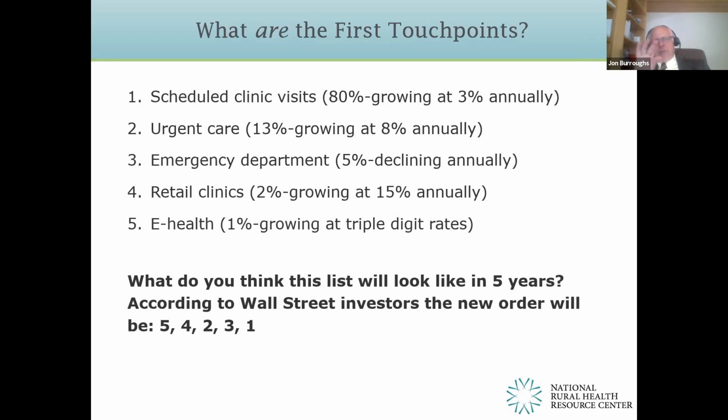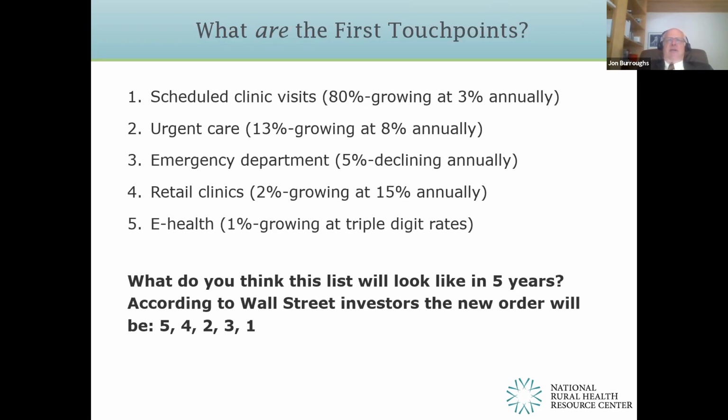In 5 years, they're predicting that 5 is going to be number 1, 4 is going to be number 2, 2 is going to be number 3, 3 is going to be number 4, and 1 is going to be number 5. It may be 5 to 7 years. But think about that. E-health is growing at triple-digit rates.